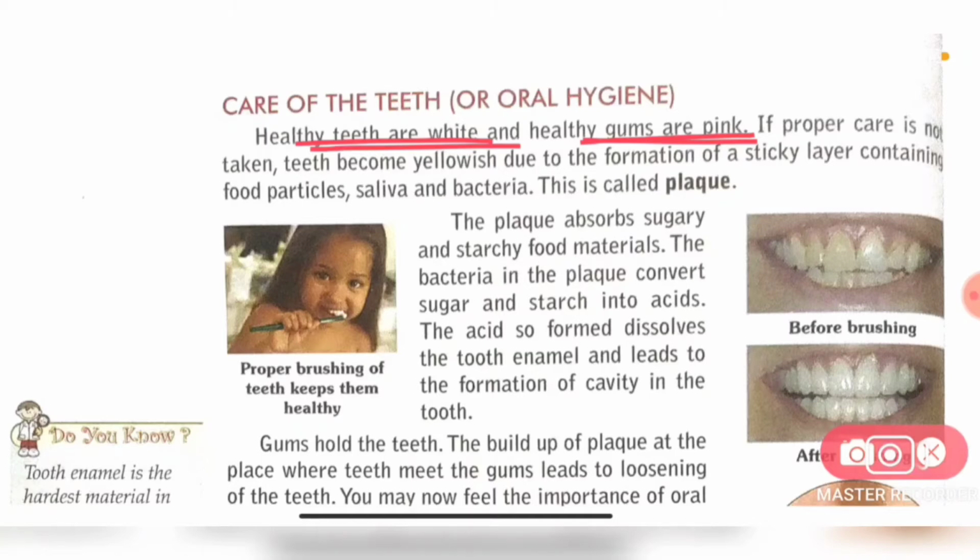But if we do not take proper care of our teeth, they become yellowish. Okay, how is this possible? Due to the formation of a sticky layer that contains food particles, saliva and bacteria. This is called plaque. So what is plaque? A yellowish layer that covers our teeth and which contains food particles, saliva and bacteria is called plaque.